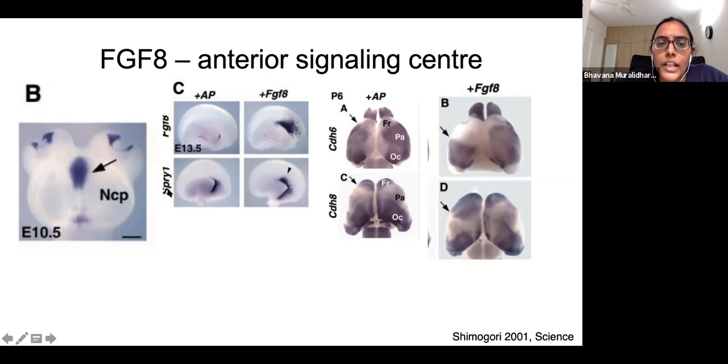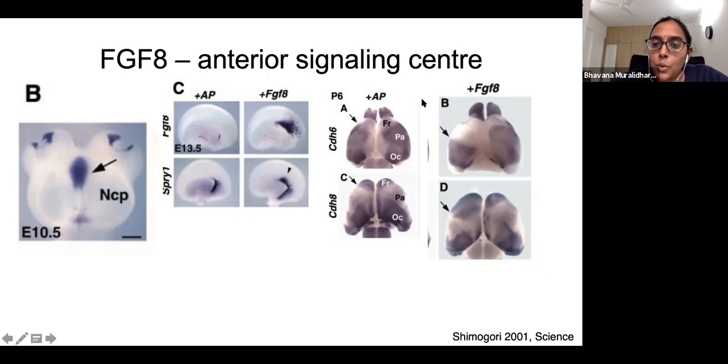Now, Sprouty1 is one of the downstream targets of FGF8. And if you recollect, the FGF signaling itself comes from the outside, goes to the DNA and activates target genes. And one such target gene is Sprouty1. As you can see here, this is the expression of Sprouty1 at the back of the brain. And the moment you overexpress FGF8, you can see an upregulation of this, suggesting that this FGF8 signaling is also functionally active, that it's able to activate transcription factors downstream.